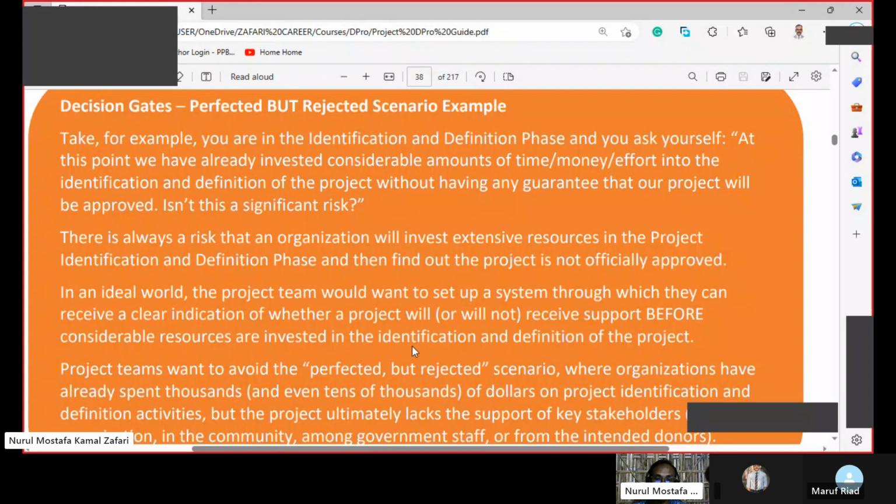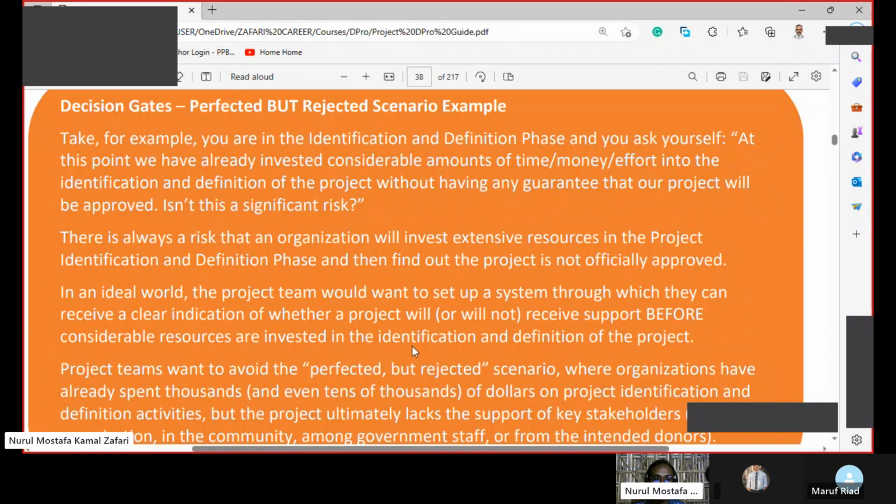There is always a risk that an organization will invest extensive resources in the project identification and definition phase and then find out the project is not officially approved. In an ideal world, the project team would want to set up a system through which they can receive a clear indication of whether a project will or will not receive support before considerable resources are invested in the identification and definition of the project.